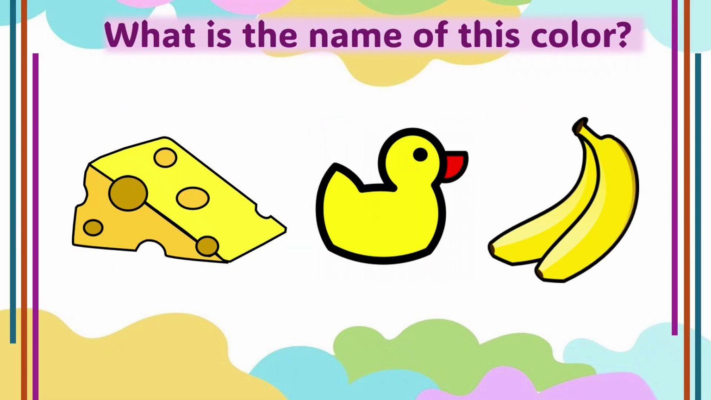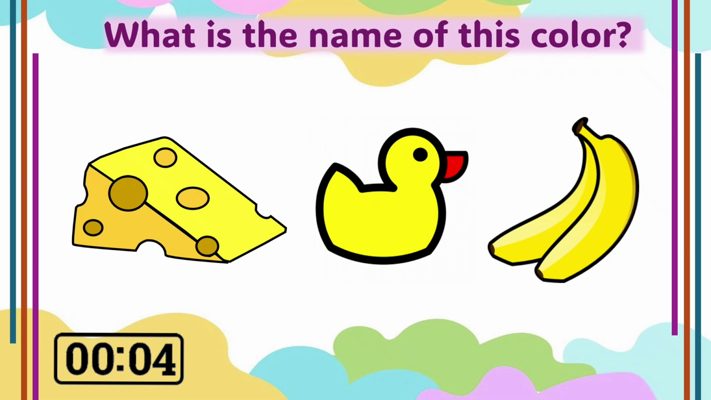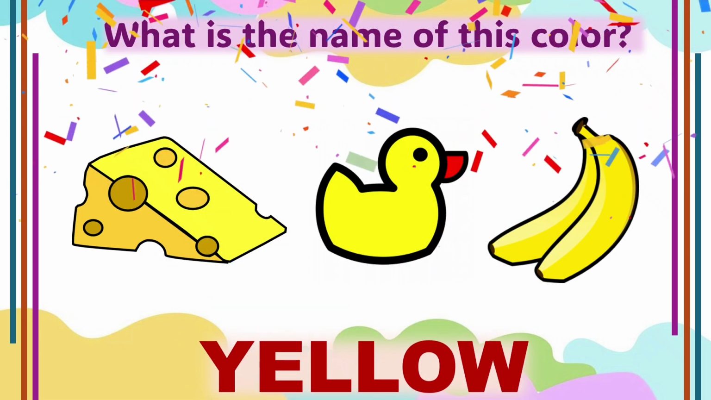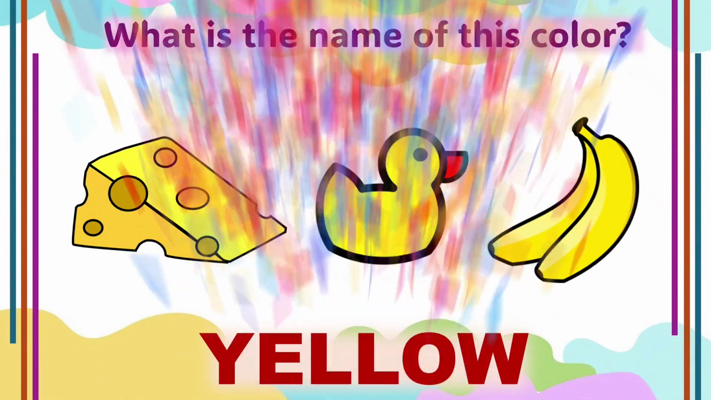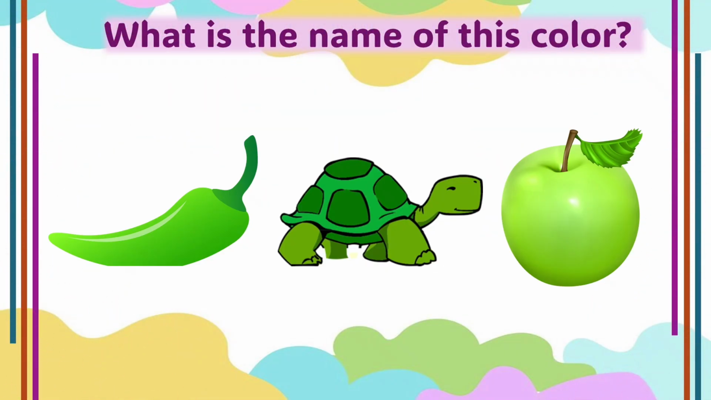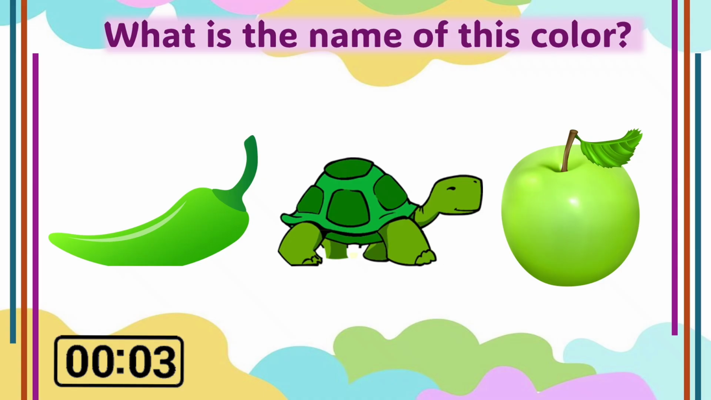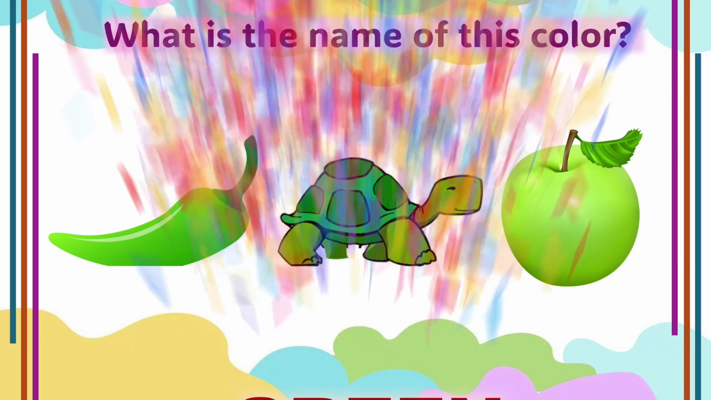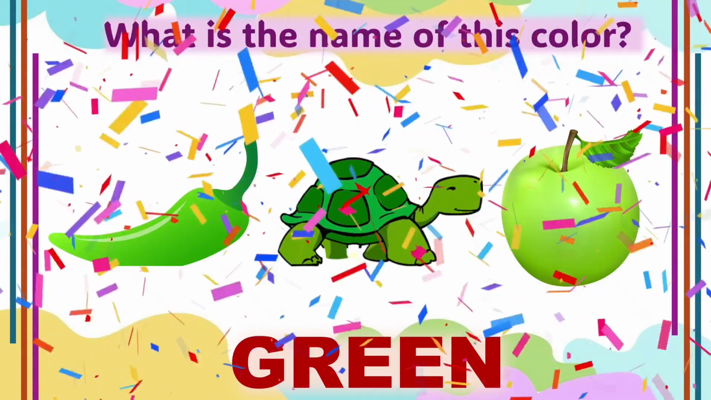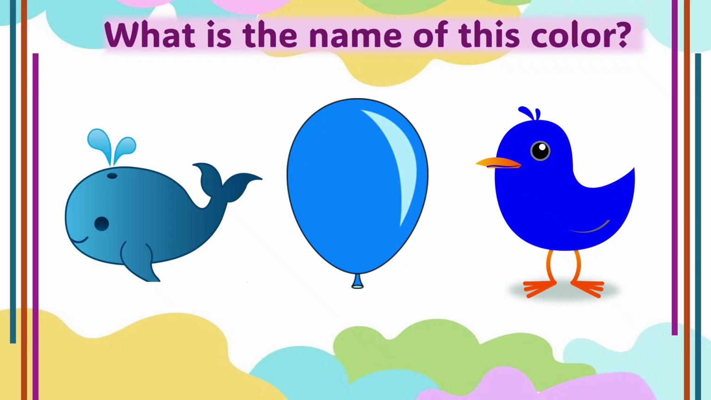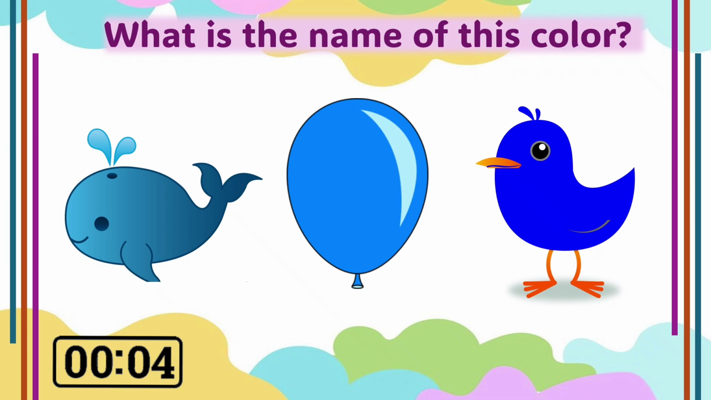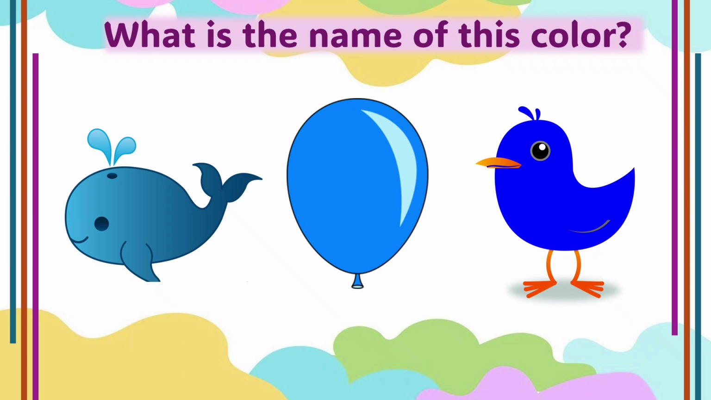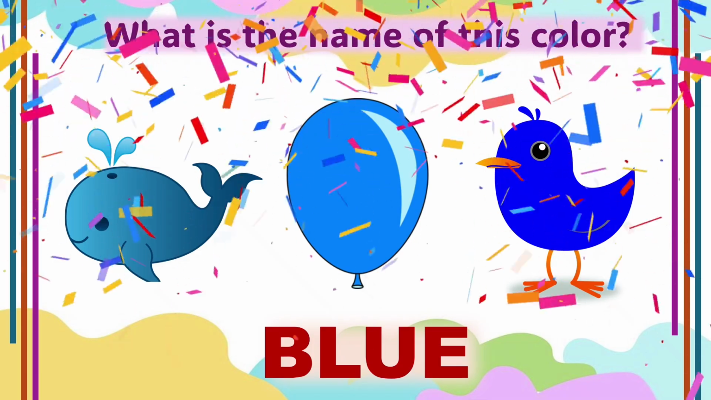Can you name the color of all 3 objects? Correct, it's yellow. All 3 objects have the same color. What is the name of this color? You are right, it's green. This color is such a bright color. Can you name it? Good job, it's blue.